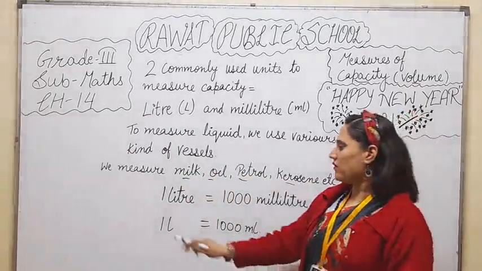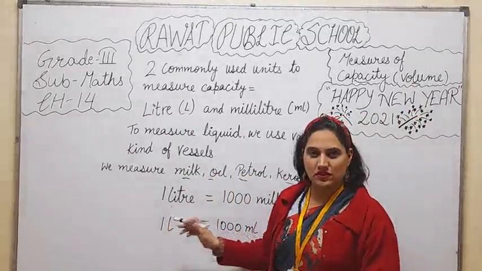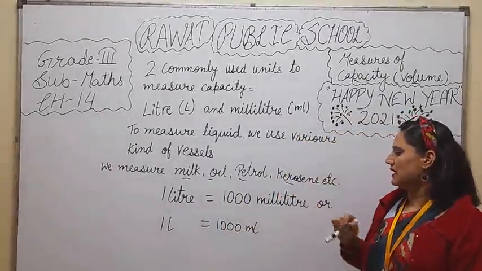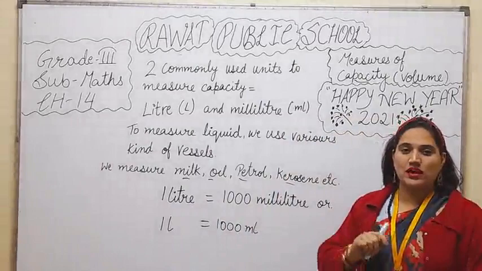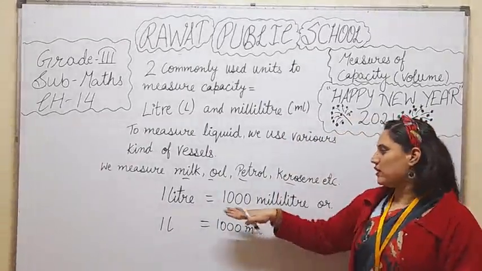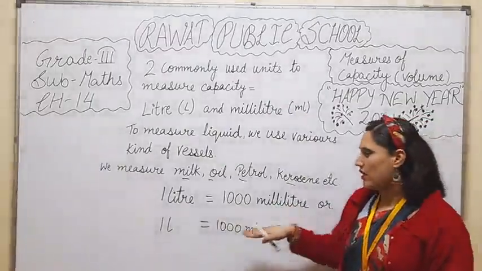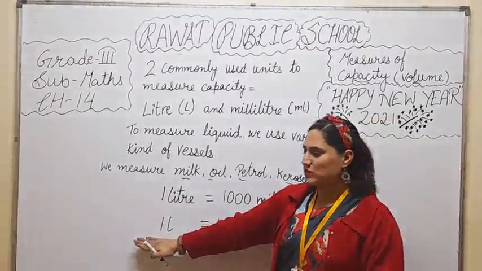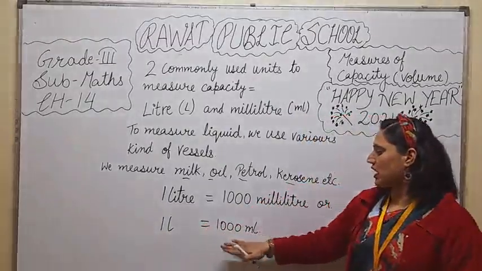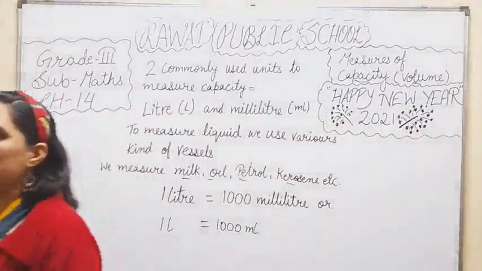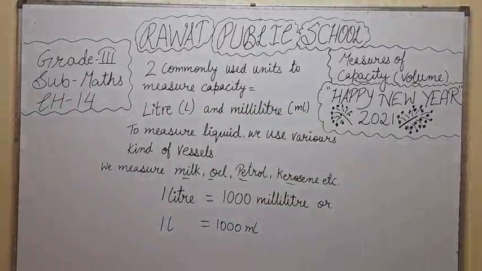So here we're talking about 1 liter. In 1 liter, there are a total of 1000 milliliters. We can write it like this: 1 L is equal to 1000 ml. This L and ml are the short forms of the words liters and milliliters.